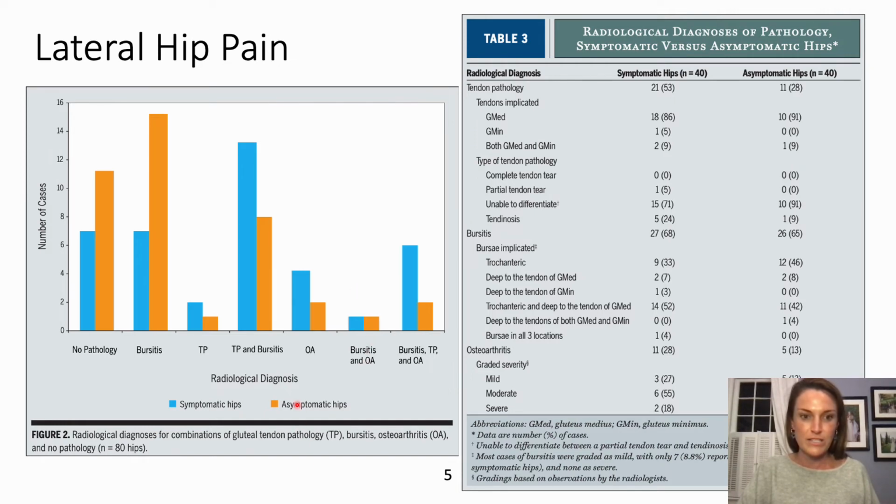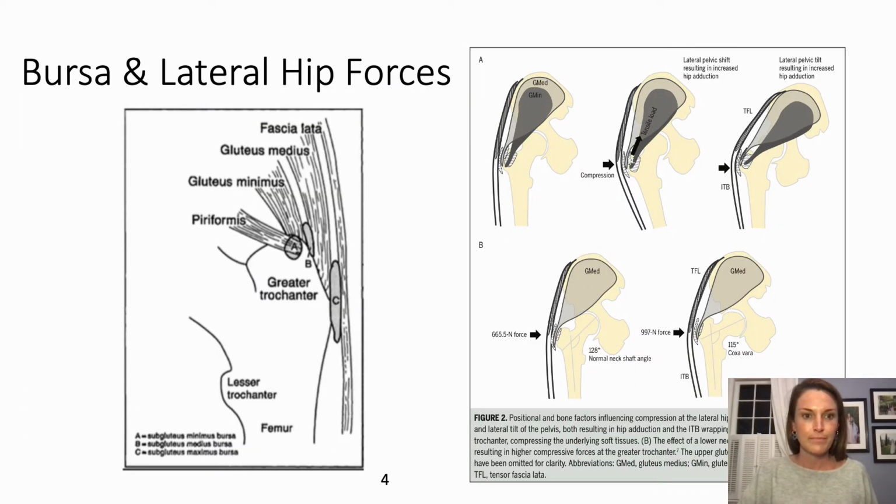One thing to note, of course, is that these asymptomatic hips showed lots of pathology on the MRI. So just because there's something there does not mean there has to be pain. But also the ones that did have pain, more often than not, had more than one thing going on. So they had tendon pathology, bursitis, and OA. And the most commonly irritated or implicated tendon was the glute med tendon.